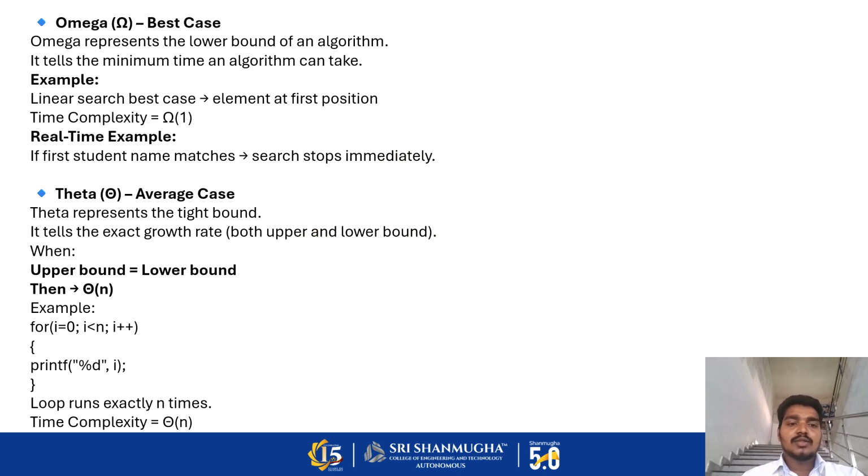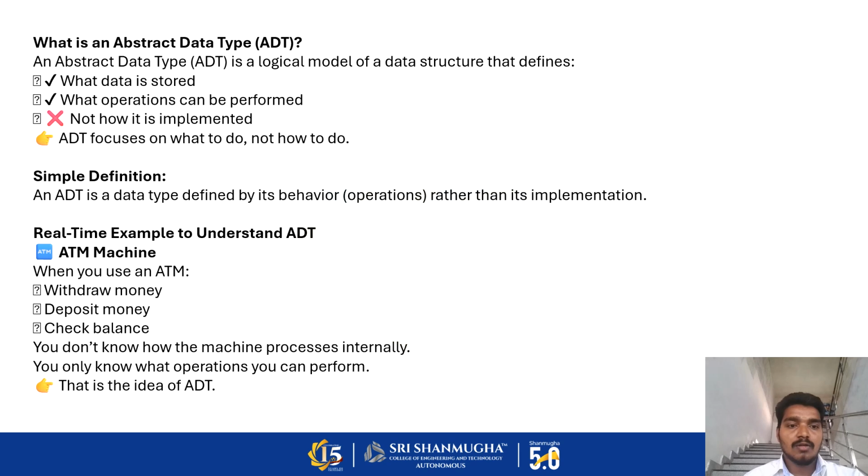For example, for (i = 0; i <= n; i++) print the element i. The loop runs exactly n times. Time complexity is Omega(n).